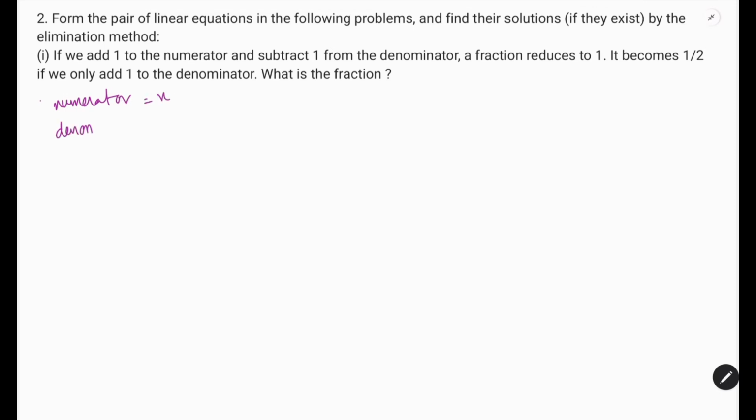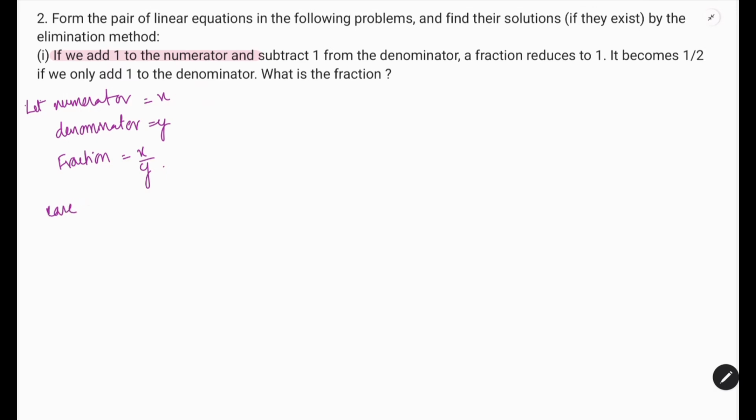denominator equal to y. So let the numerator equal to x and denominator equal to y. So the fraction is equal to x by y. So the first condition is, if we add 1 to the numerator.